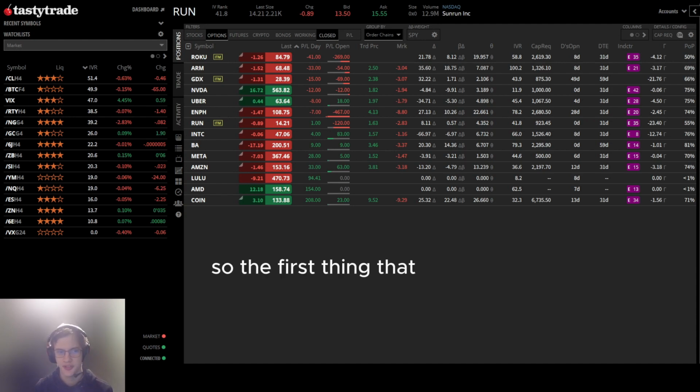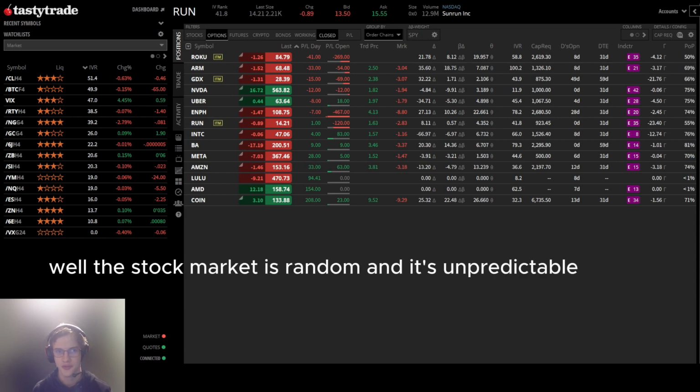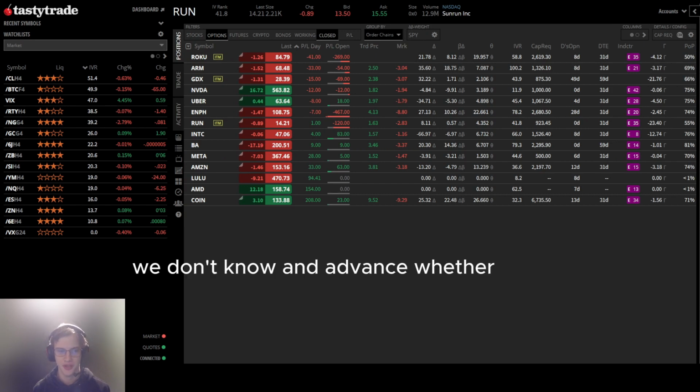With all that said, let's get into trade defense. So the first thing that I think it's important to address is, why do we defend trades at all? Well, the stock market is random and it's unpredictable. I think most people know that. We don't know in advance whether stocks are going up and down, and we can only guess.